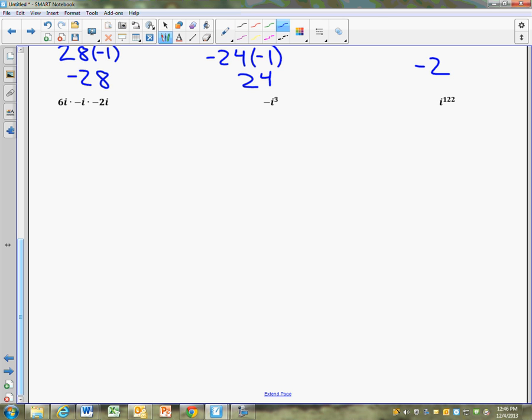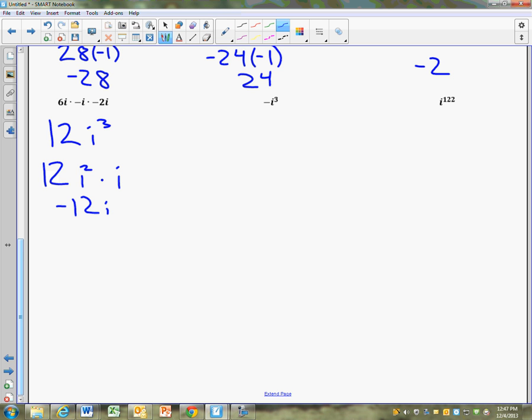i times negative i times negative 2i. 6 times negative 1 times negative 2 is positive 12. And how many i's do you have? i to the third. Well, you can rewrite that as 12i squared times i, right? Same thing? Everyone's okay with that? What's 12i squared? Negative 12. And negative 12 times i is negative 12i. So there the i's did not go away. You ended up with an i in the end result.